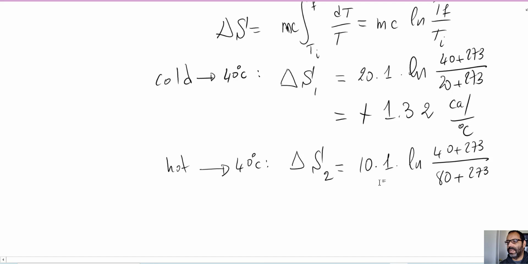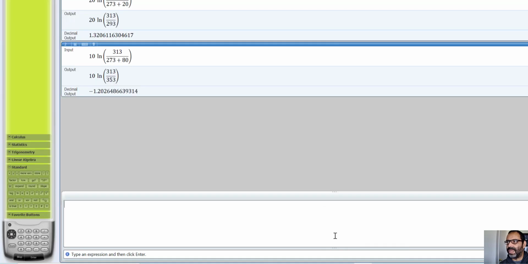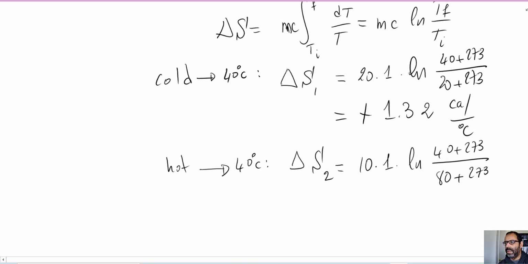So let's fix this thing in here and see how much number it is. What I'm saying in there, that law is for the entire universe. Again, ln of the same numerator, which is 313 Kelvin, divided by 80 plus, so add to it 20, add to it 40 actually, 353. So it's going to be a negative number as I expected it, 1.20.